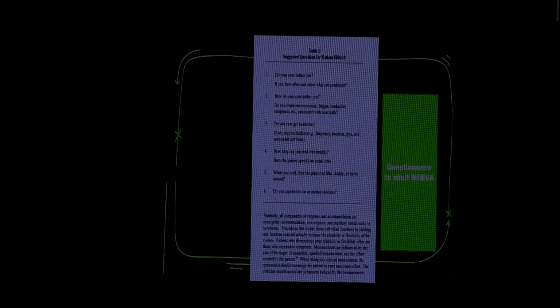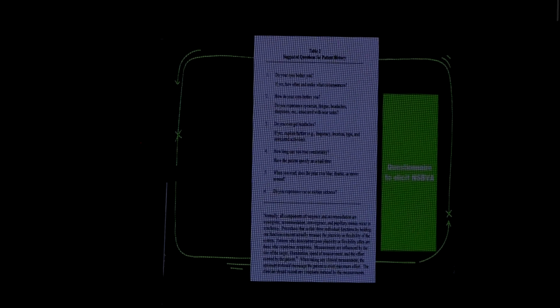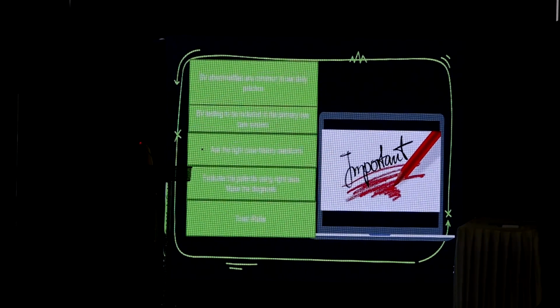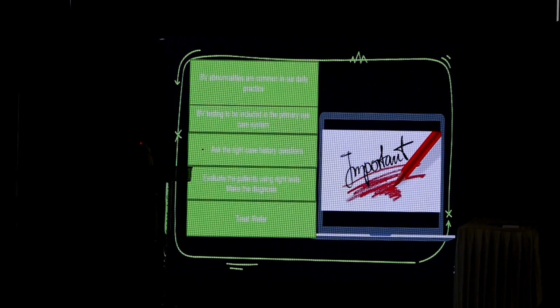And this is the suggested questionnaire to elicit the NSBVA abnormality. What is important is that binocular vision abnormalities are common in our daily practice. The testing should be included in the primary eye care system, and you have to ask the right case questions, and you have to evaluate the patients using the right tests and make the diagnosis.